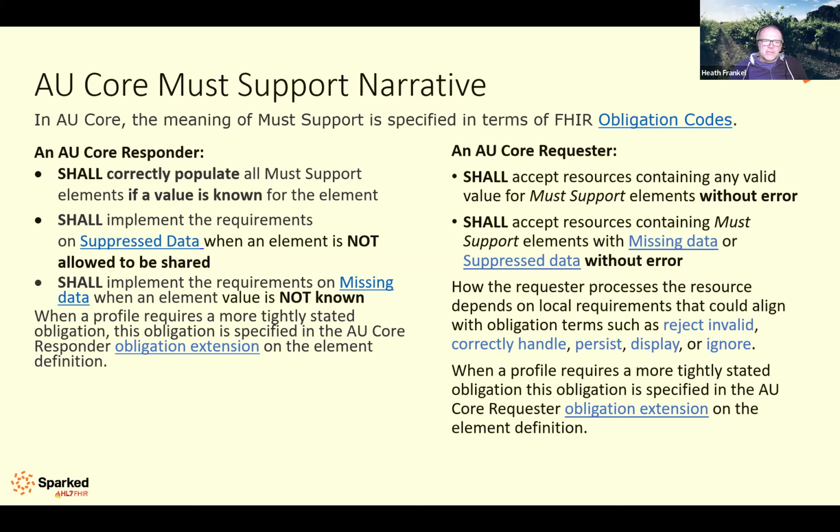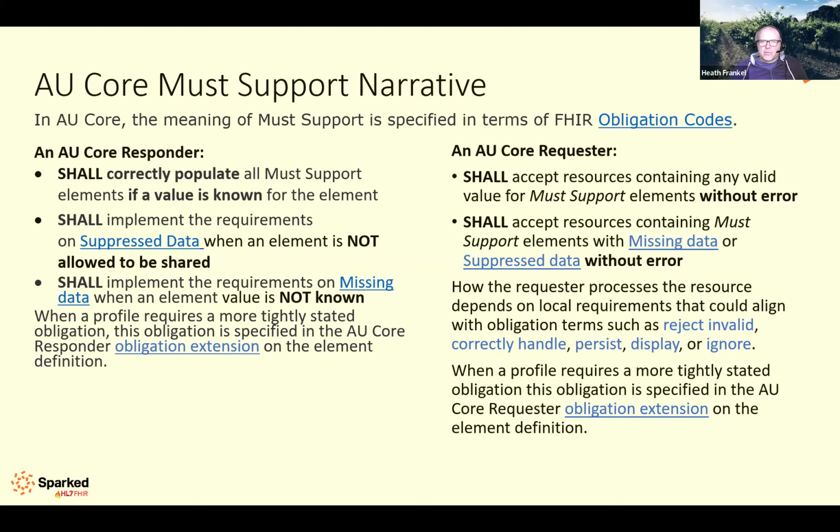I guess I'll just briefly highlight the last point, and this leads on to the next topic around obligation extensions. Basically, if we want to tighten these, this is the minimum obligation across the profiles. But if you want to make this more tightly stated in the profiles, then you can use an alternative obligation code in the obligation extensions on the element, if it's not populate. But that's going on to the next step.